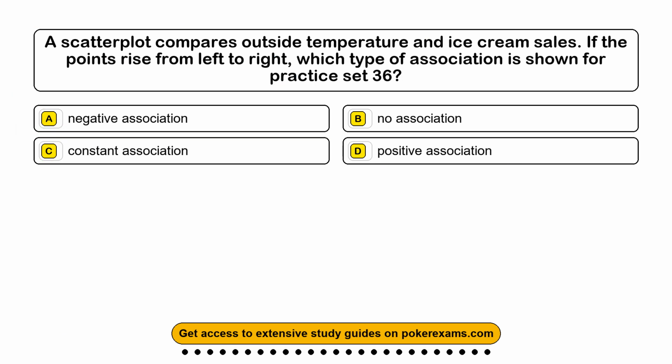Question 25. A scatter plot compares outside temperature and ice cream sales. If the points rise from left to right, which type of association is shown for practice set 36? Option A negative association. Option B no association. Option C constant association. Option D positive association.